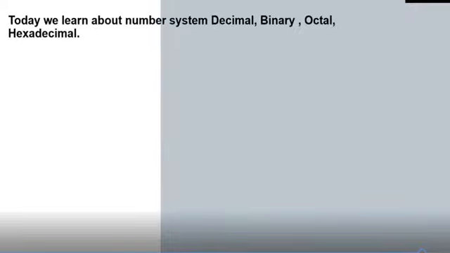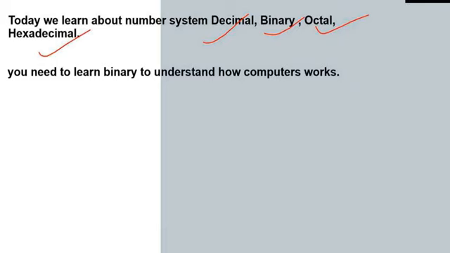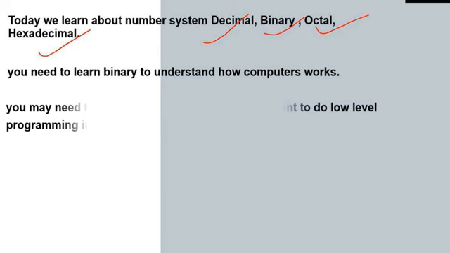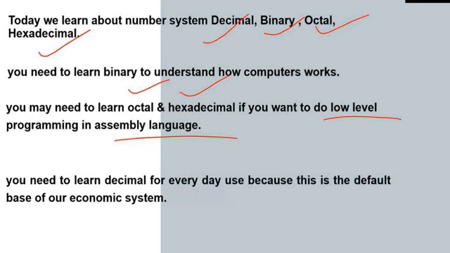Okay. In this way today we learned about the number systems: decimal, binary, octal, hexadecimal. You need to learn binary to understand how computers work. So this is the most important number system. You may need to learn octal and hexadecimal if you want to do low level programming in assembly language. You need to learn decimal for everyday use because this is the default base of an economic system.